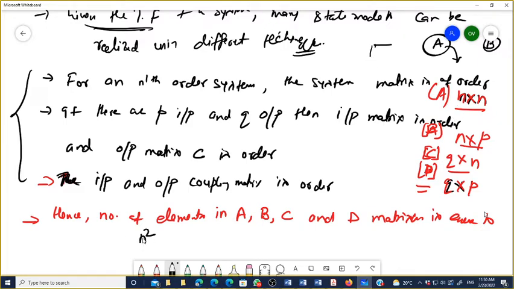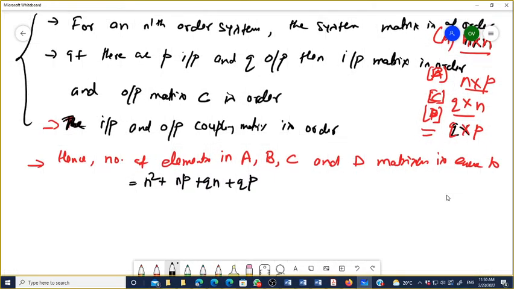n स्क्वायर. व्हाट अबाउट द B? n क्रॉस P, यानी np. Plus qn, plus qp. This is the total number of elements including A, B, C and D. बोलो ठीक है कि नहीं? टोटल नंबर ऑफ ये हो गया.